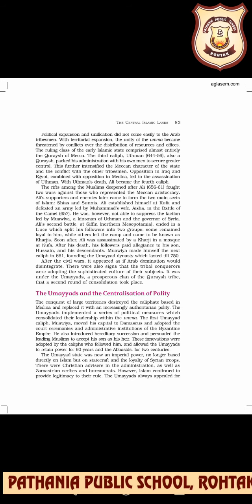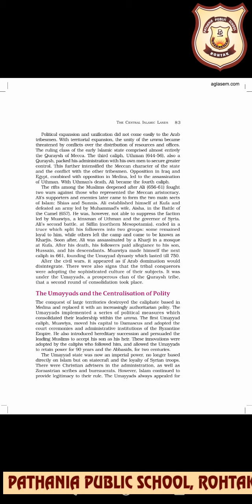And the rifts among the Muslims deepened after Ali fought two wars against those who represented the Meccan aristocracy. Ali's supporters and enemies later came to form the two main sects of Islam, Shias and Sunni. And these two sects, beta, these are still followed. Ali established himself at Kufa and defeated an army led by Muhammad's wife, Aisha, in the Battle of the Camel. He was, however, not able to suppress the faction led by Muawiyah, a kinsman of Uthman and the governor of Syria.